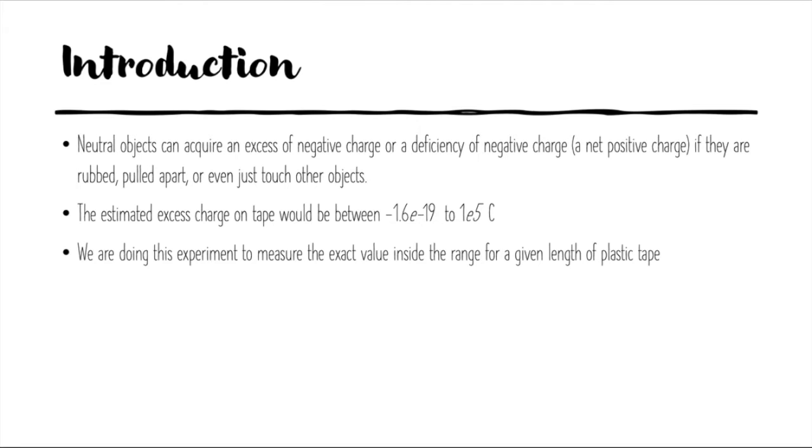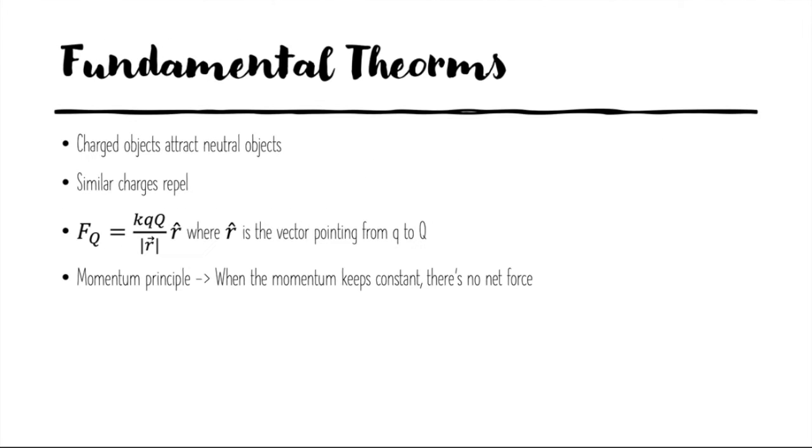Neutral objects can acquire excess negative charge or deficiency of negative charge if they are rubbed, pulled apart, or even just touch other objects. The estimated excess charge on tape about 8 inches long will be between negative 1.6 times 10 to the power of negative 19 and 10 to the power of 5 coulomb. We're doing this experiment to measure the exact value inside the range for a given length of plastic tape.